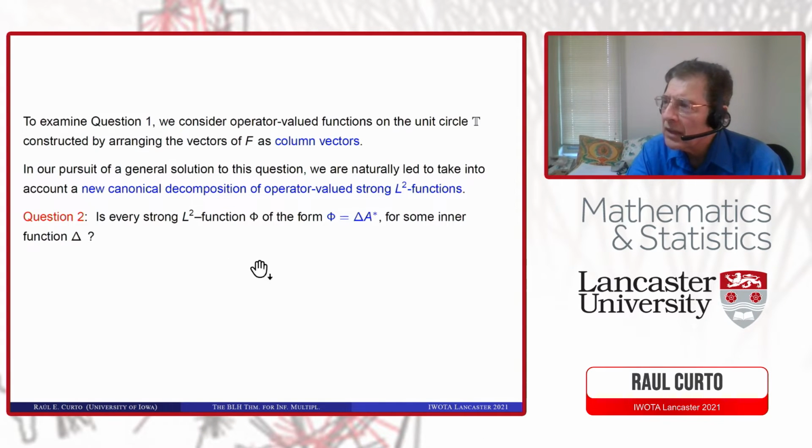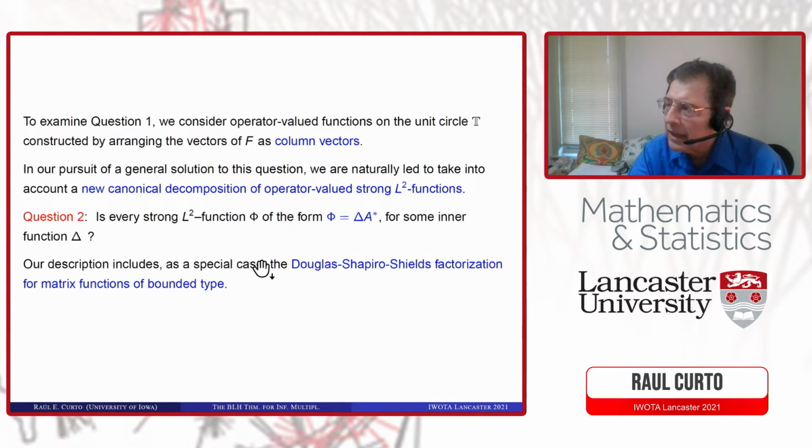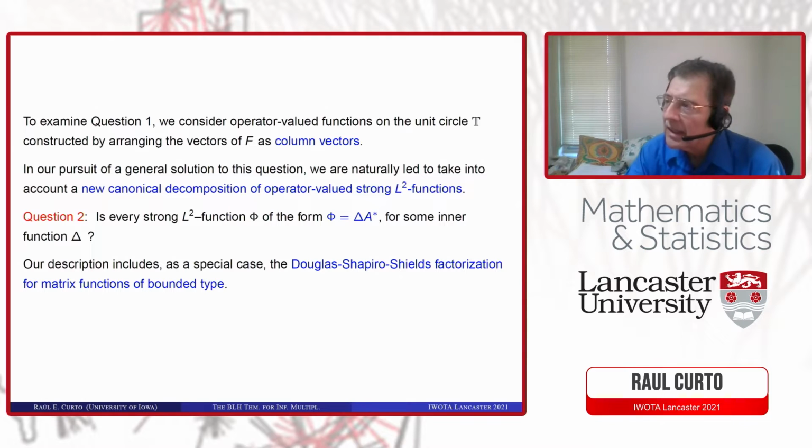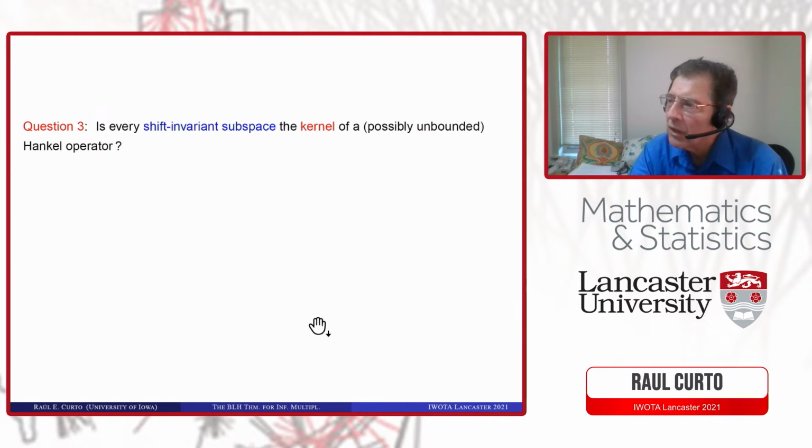So question two is that, is every strong L2 function of the form phi equals delta A star for some inner function delta? And this factorization is not casual, it's just coming from the Douglas-Shapiro-Shields factorization for matrix functions of bounded type. So the question is, can I take Douglas-Shapiro-Shields factorization and push it up to operator-valued Hankel operators?